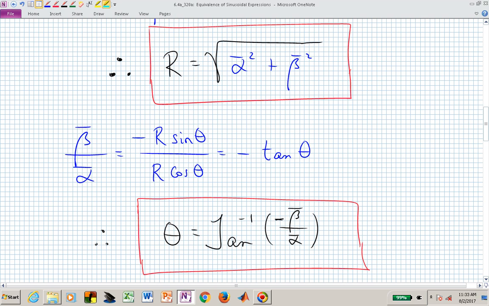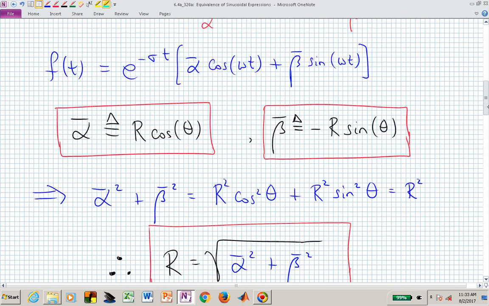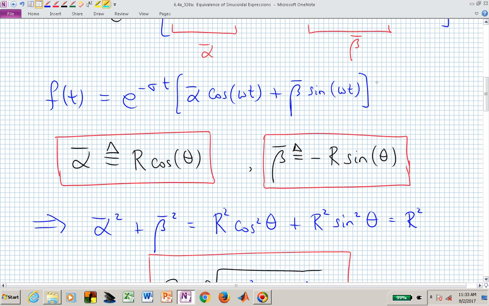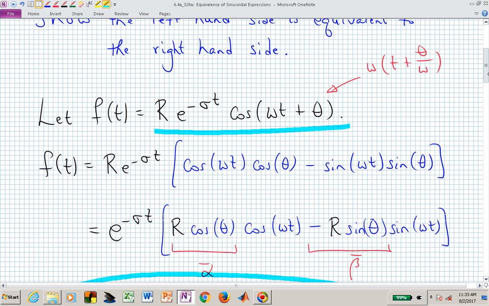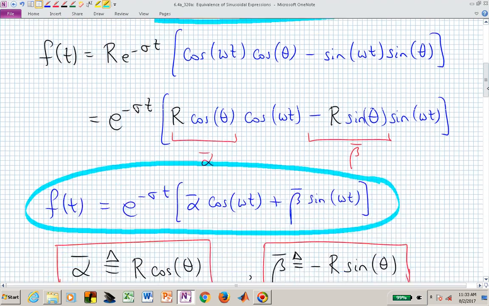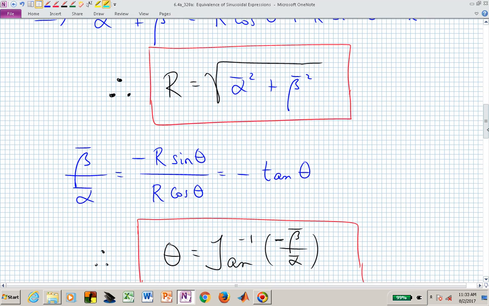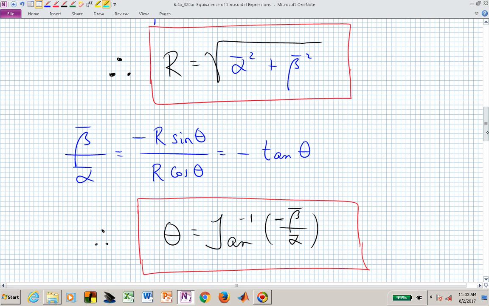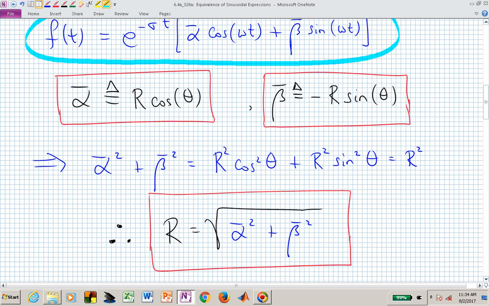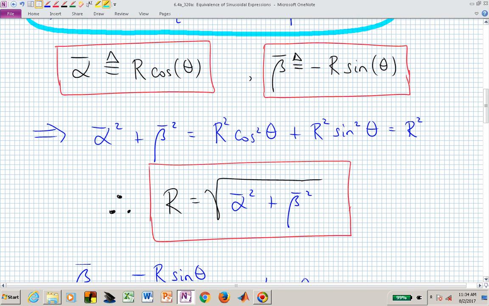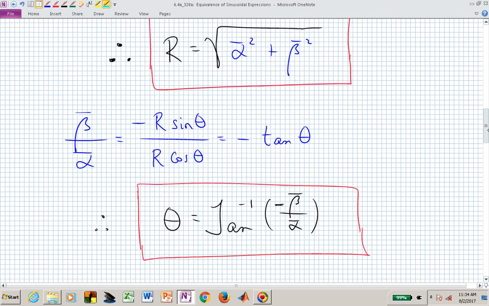So that now if somebody gave us alpha bar and beta bar in an exponentially damped structure of a sinusoid, if we now can identify alpha bar and beta bar, then we can actually put that into a single cosine with a phase shift formula by finding r as the square root of alpha bar squared plus beta bar squared, and the angle is the inverse tangent of minus beta bar over alpha bar. These four red boxes are then the connection between the sum of cosine and sine and the single cosine expression.